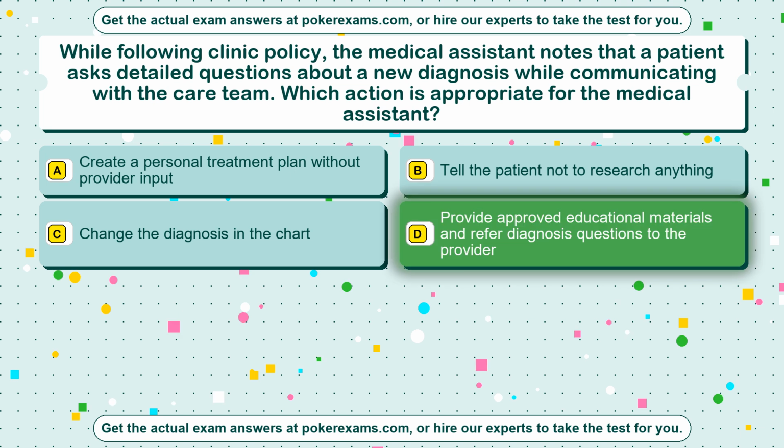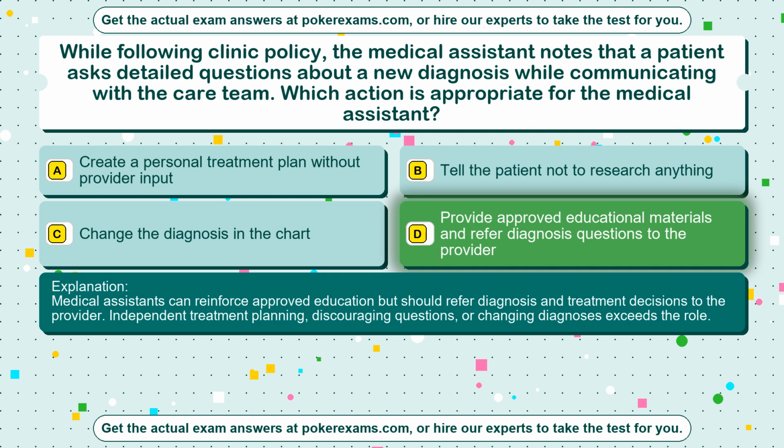The correct answer is option D, provide approved educational materials and refer diagnosis questions to the provider. Medical assistants can reinforce approved education but should refer diagnosis and treatment decisions to the provider. Independent treatment planning, discouraging questions, or changing diagnoses exceeds the role.